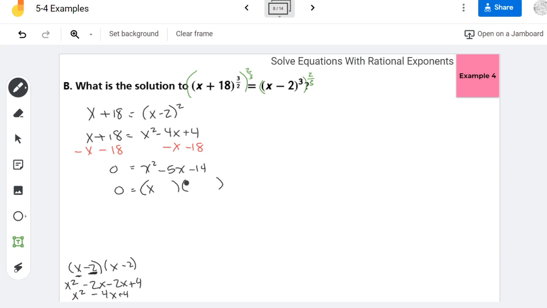So if I set an x and an x, I'm going to go ahead and drop down that negative 5, sorry. And to get a negative 14, your signs must be opposites. What multiplies to make 14 that subtracts to make 5? That's 7 and 2. So those are going to be the answers that I check, the 7 from here and the negative 2 from here.